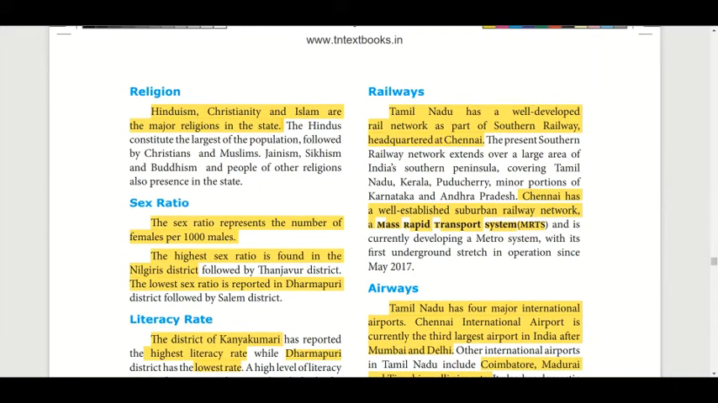Then coming to the railways. Tamil Nadu has a well-developed rail network as a part of Southern Railways, headquartered at Chennai. And Chennai, you know, the railways have developed a lot. Now about MRTS, Mass Rapid Transport System. Chennai has a well established suburban railway network also.